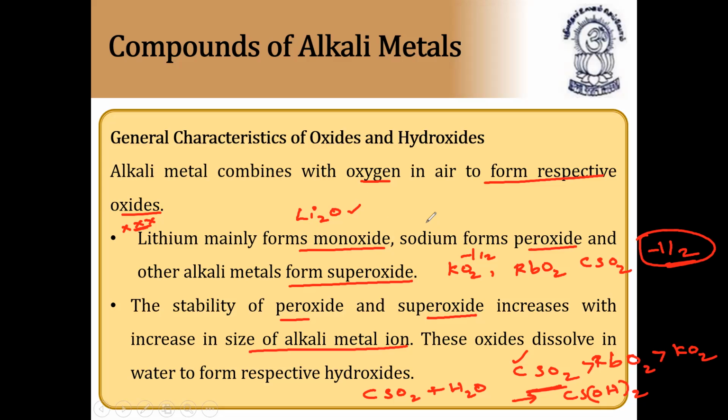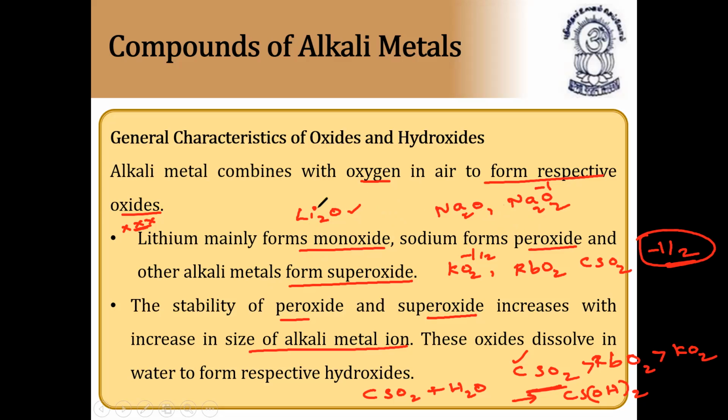Sodium forms sodium oxide along with sodium peroxide. Potassium will form potassium oxide. Not only this: sodium forms peroxide, but it doesn't mean that sodium will not form sodium monoxide. Sodium will form monoxide as well as peroxide. What is the formula of sodium peroxide? Na2O2. So in peroxide, the oxidation state of oxygen is -1.